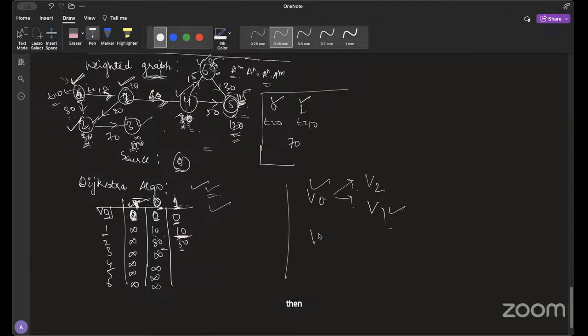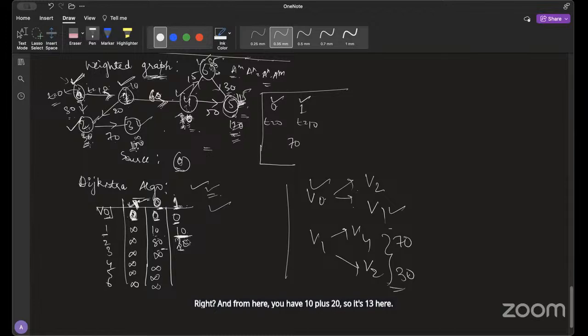Then you go to vertex 1, and then you look at its direct neighbors. So it's V4 and V2. And then you look for the minimum time. So till V4, you have 10 plus 60, so it's 70 there. Right? And from here, you have 10 plus 20, so it's 30 here. So 0, 10, 30, and the third one is still at infinity.